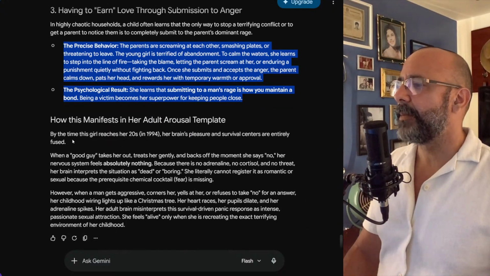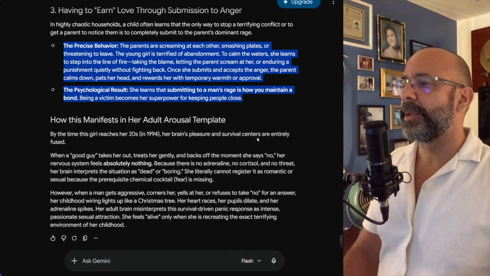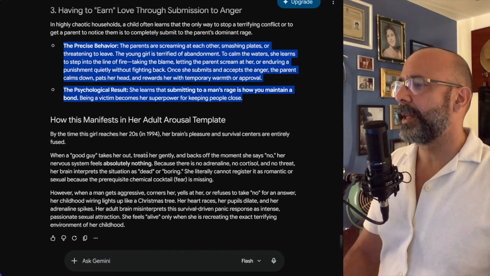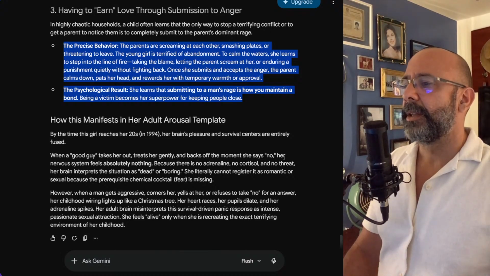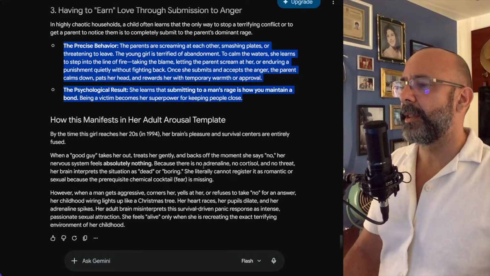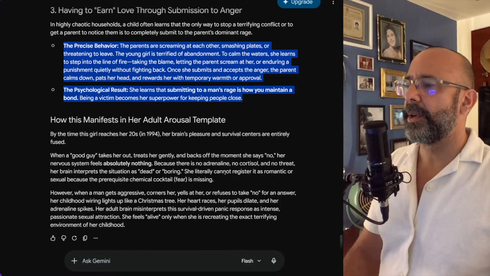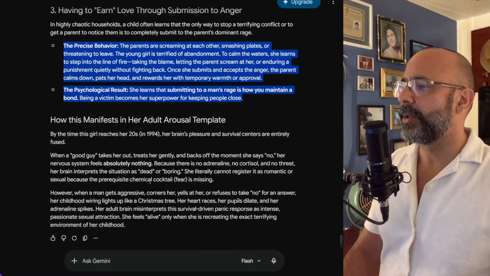Let's see. By the time this girl reaches her 20s, her brain's pleasure and survival centers are entirely fused. When a good guy takes her out, treats her gently, and backs off the moment she says no, her nervous system feels absolutely nothing because there's no adrenaline, no cortisol, no threat. Her brain interprets the situation as dead or boring. She literally cannot register it as romantic or sexual because her prerequisite chemical cocktail, fear, is missing.